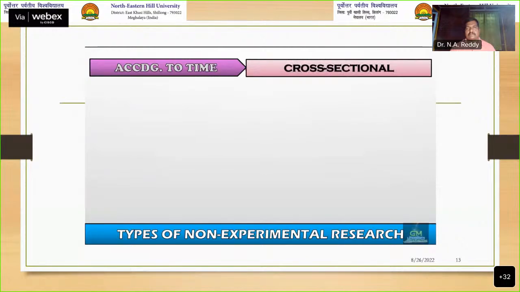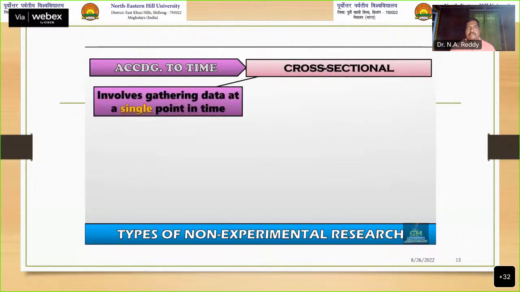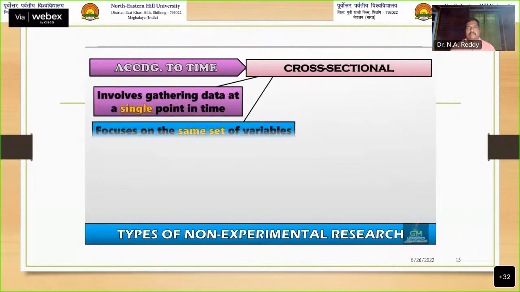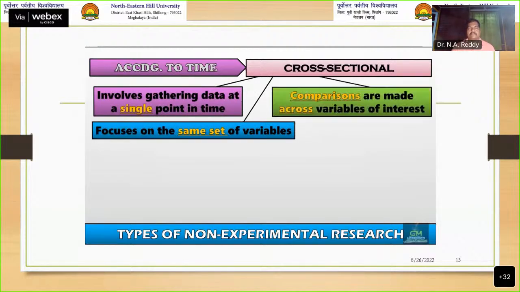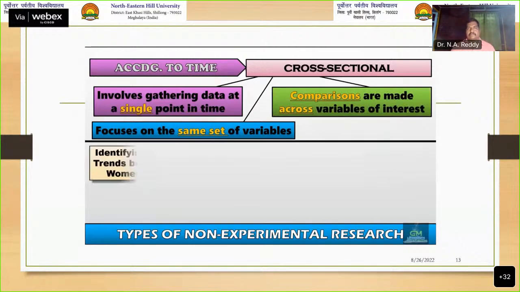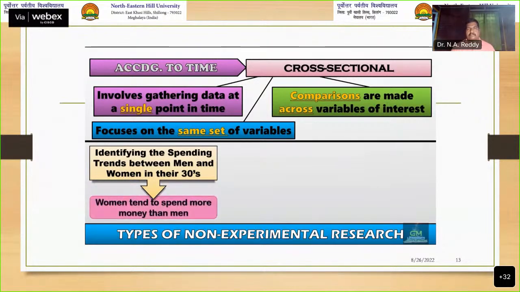A cross-sectional research involves gathering data at a single point in time. It focuses on the same set of variables, after which comparisons are made across variables of interest. Let's take this for example. A researcher wants to identify the spending trends between men and women in their 30s. From this particular research, the findings conclude that women tend to spend more money than men.